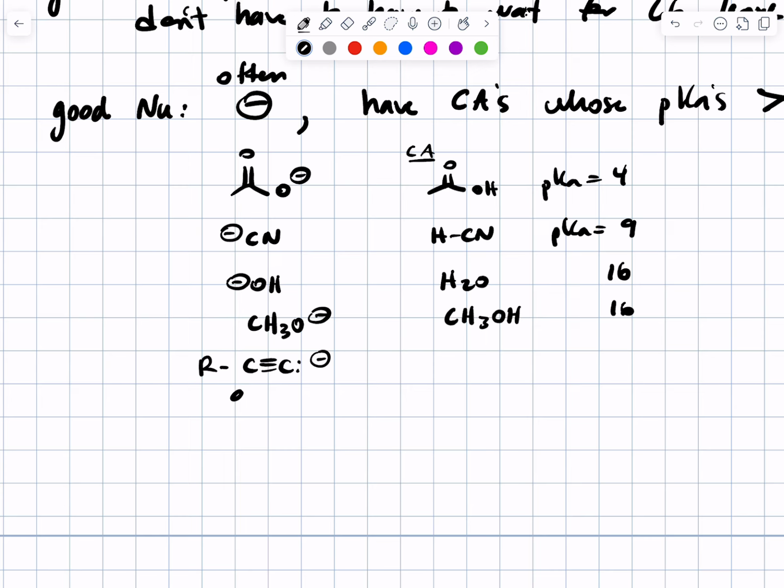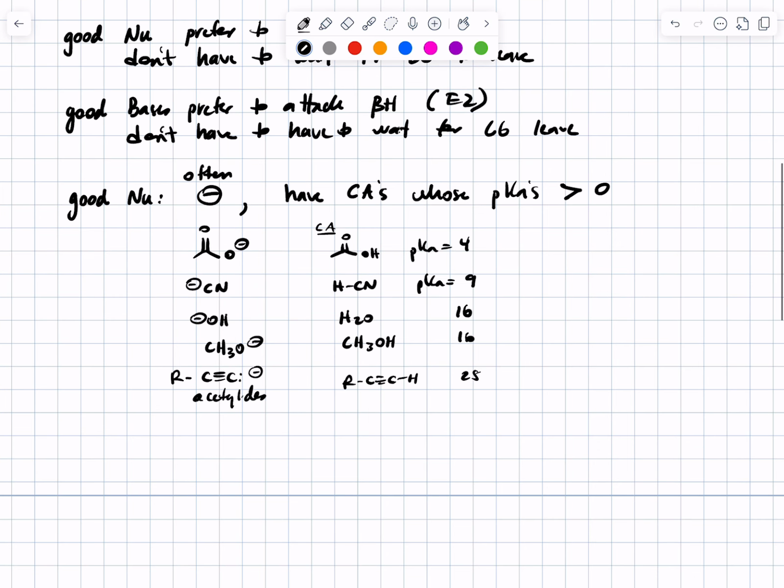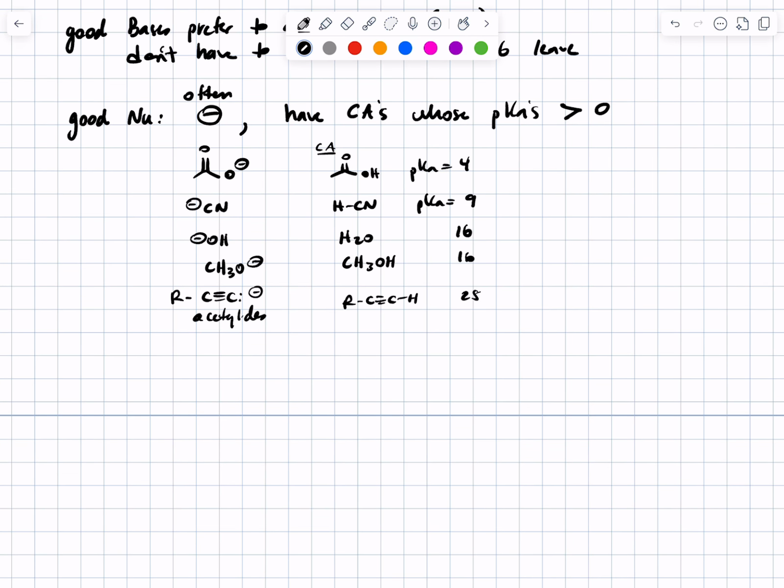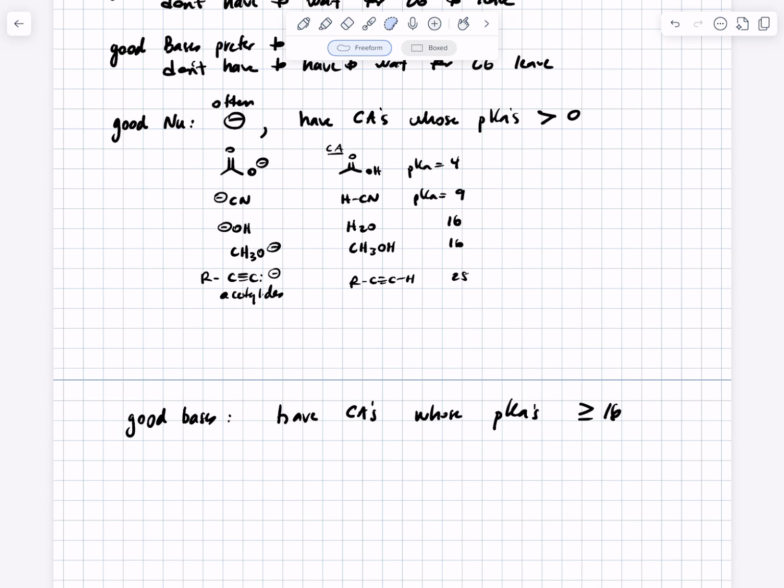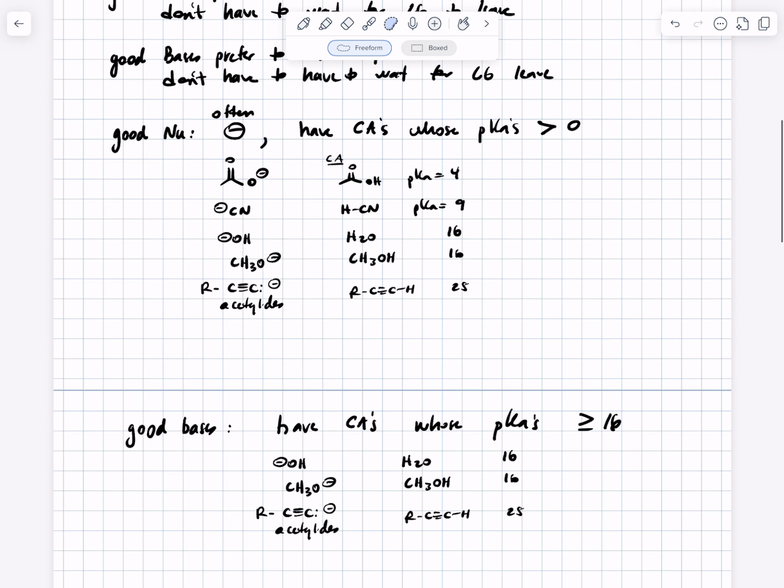Deprotonated alkynes, called acetylides, also have conjugate acids whose pKa's are around 25. So these are all good nucleophiles. Now, what about good bases? Well, what's the cutoff there? It will turn out that good bases have conjugate acids whose pKa's are a little bit higher, 16 or greater. So of the molecules we've identified as good nucleophiles, some of them, whose pKa's are 16 or higher, are also good bases.